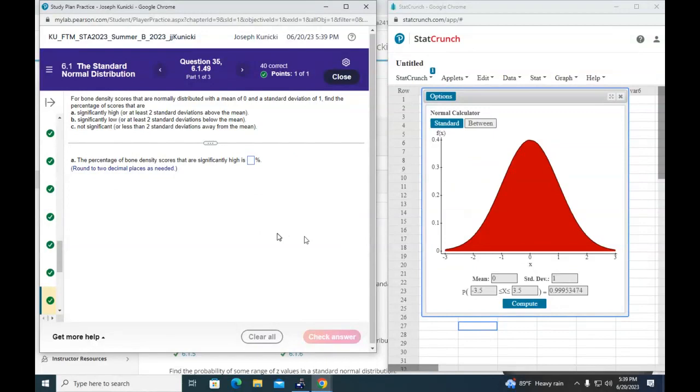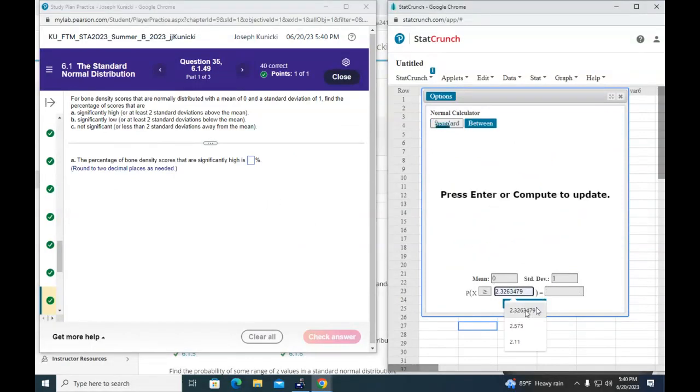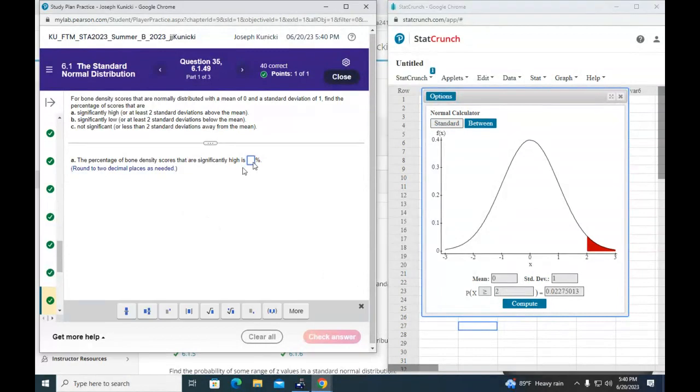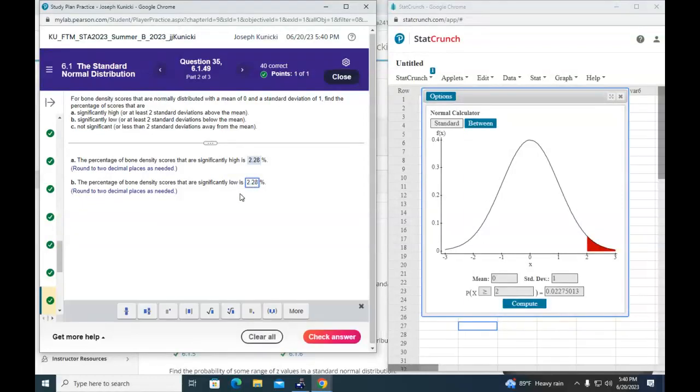Okay, so for 0, 1, find the percentage of scores that are significantly high. So we just did this, in a sense, didn't we? If you forgot what it was, then you just go back to standard and you go greater than 2. And you hit compute. So 2.27 or 2.28. And do I have to calculate it for the other side? How many are less than negative 2? Same percent, because it's symmetrical.